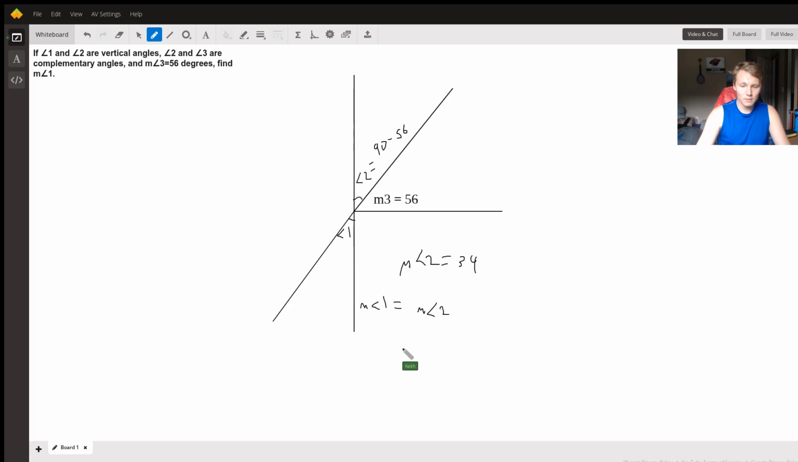which means that the measure of angle 1 is equal to 34 degrees. There you go, with pictures.